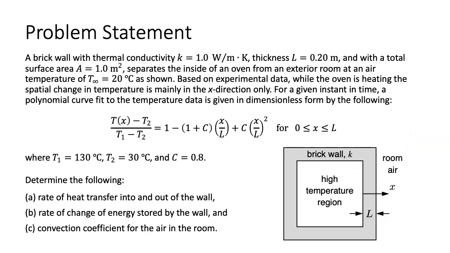Based on experimental data, while the oven is heating, the spatial change in temperature is mainly in the x direction only. For a given instant in time, a polynomial curve fit to the temperature data is given in dimensionless form as indicated. For this problem, for part A, find the rate of heat transfer into and out of the wall.